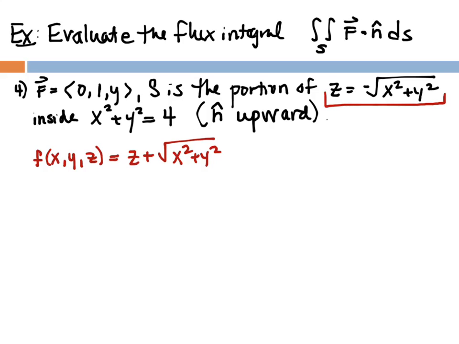The next thing we need to do is find the partials. We need to find f sub x and f sub y and f sub z. So f sub x with this function, f of x, y, z, is what? Right, x over the square root of x squared plus y squared. Of course, you're doing a chain rule when you're doing that. Right, James? F sub y is almost identical, right? But it has a y in the numerator instead.